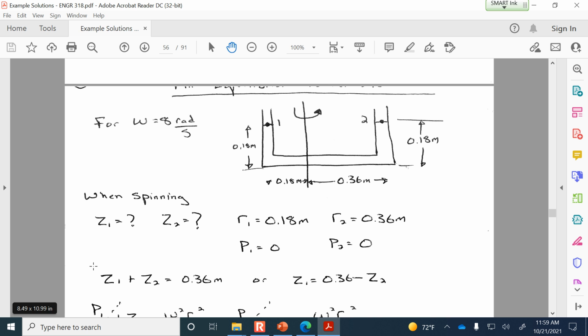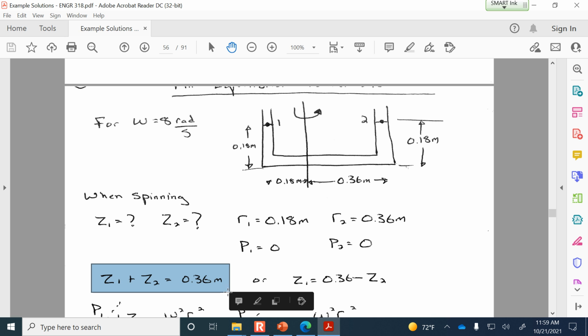And so the continuity term here is just that the two heights collectively will always equal 0.36 unless the liquid level starts going into this bottom base, like if it's accelerating really fast. But for now, until the liquid level gets down in this bottom base, the sum of the two elevations is 0.36.